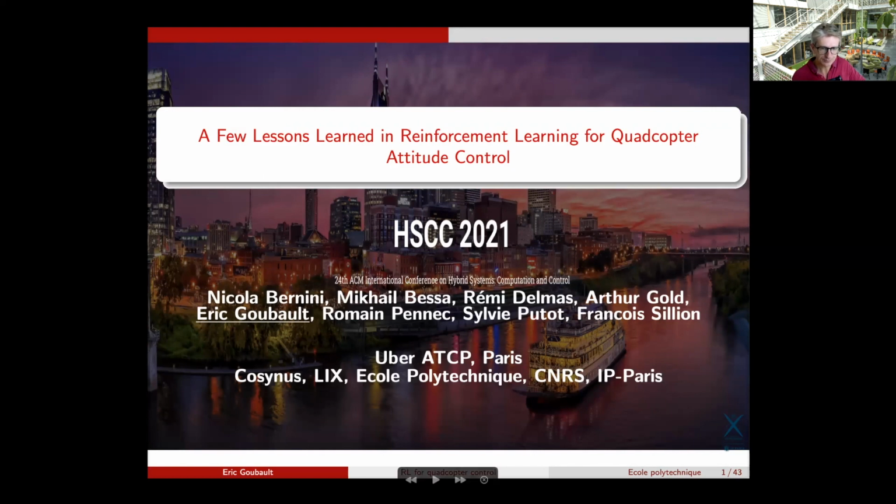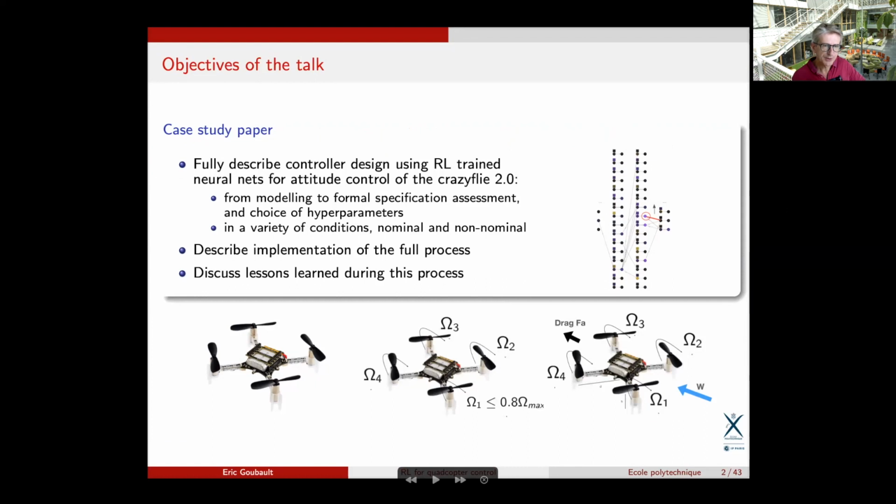So the objective of this talk is to fully describe how we design a controller using reinforcement learning for such a quadcopter as the Crazyflie 2.0. And so explaining everything from modeling to the choice of the hyperparameters.